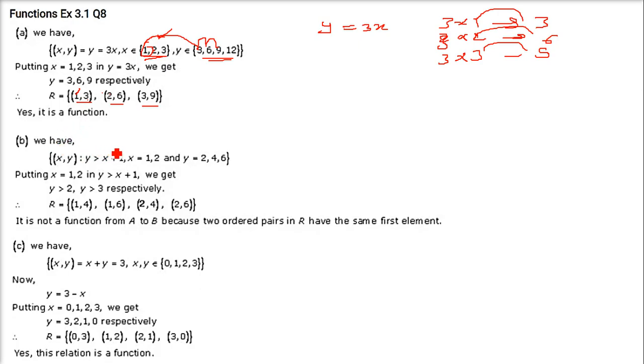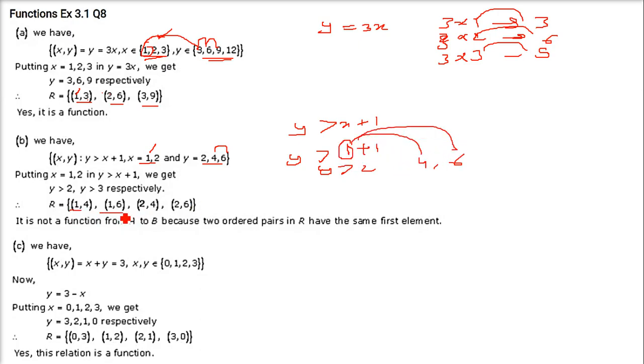Next one is y greater than x plus 1, where x is given as 1, 2 and y is given as 2, 4, 6. Just put x equal to 1 here. When we put x equal to 1, y should be greater than 2. What are the values here? Y greater than 2 is 4 and 6. So when we put x equal to 1, we get (1,4) and (1,6). So (1,4) and (1,6) are the ordered pairs.